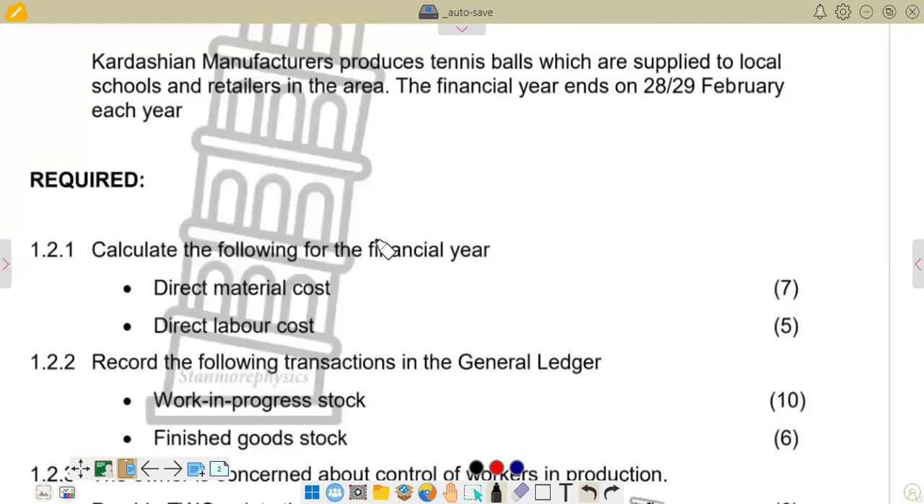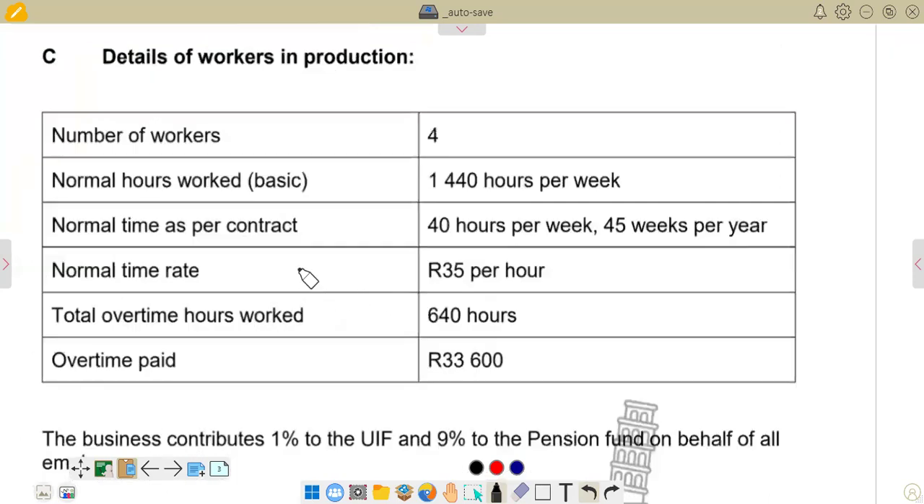If you come here, you see that the second part of the question is asking for the calculation of direct labor cost, which is our 5 months. So we come again to the additional information. If you come to additional information C, we are given details of workers in production. These are the details that are going to lead us to the calculation of direct labor cost. We've got a number of workers, 4, and then the normal hours worked. The normal hours worked, this is what's supposed to be there.